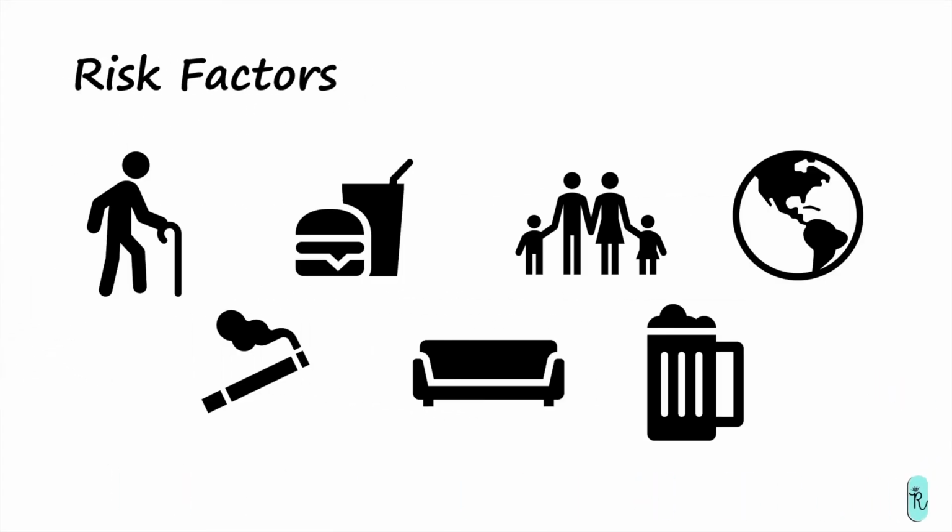There are many factors that increase a person's risk of developing hypertension. These include increased age, poor diet, including a high sodium diet, and obesity, family history, especially if a first-degree relative has hypertension, and race. Specifically, the risk of developing hypertension is more common among people of African descent as they are more likely to have more resistant hypertension. Smoking, living a sedentary lifestyle, and drinking too much alcohol are also risk factors.